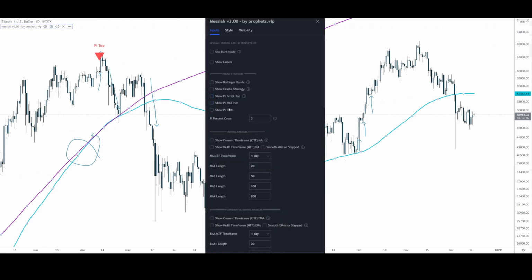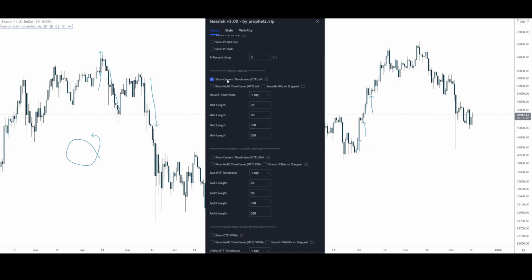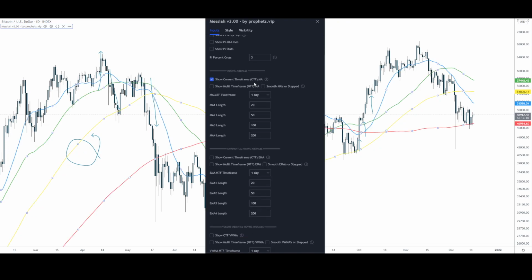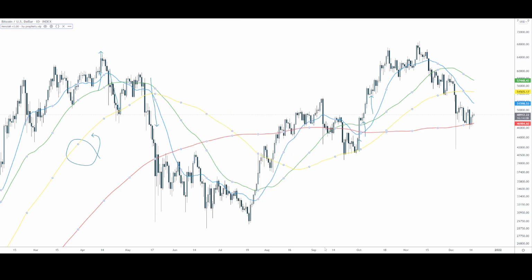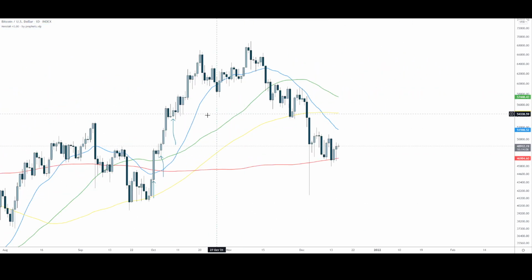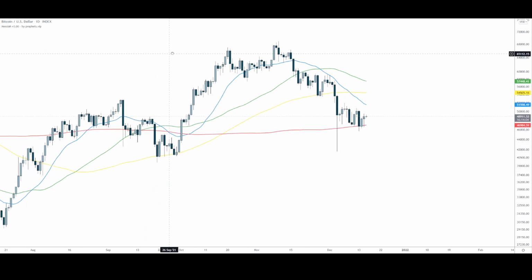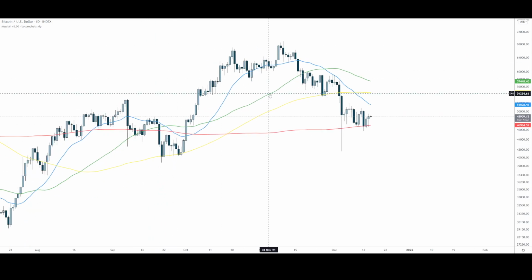You can see the stats of it here if you want, and then muck around with it here. We'll move on from there. Next is just the moving averages. Okay, so this is CTF, meaning current time frame. By default, you've got the main ones, which is 20, 50, 100, and 200. They're the most traditionally used ones.